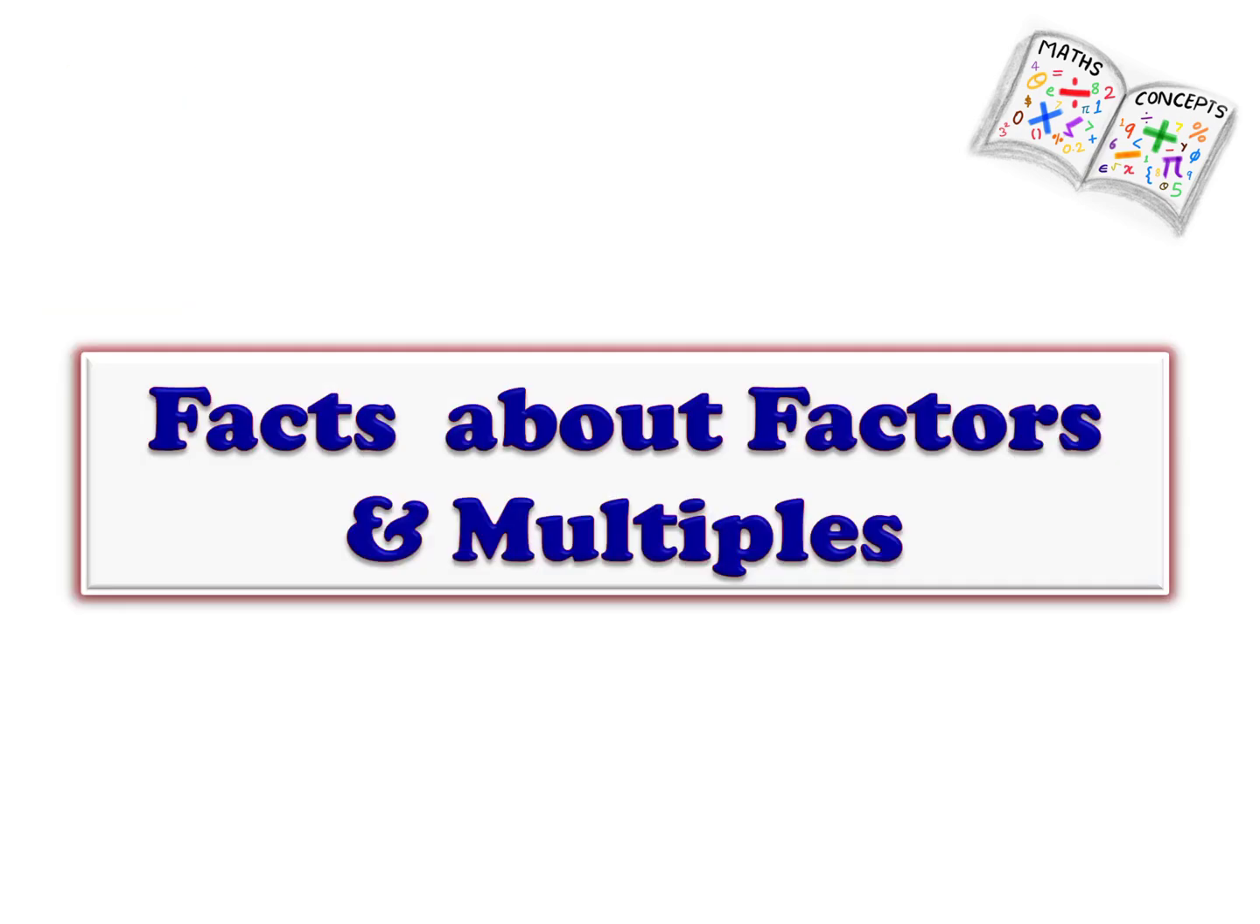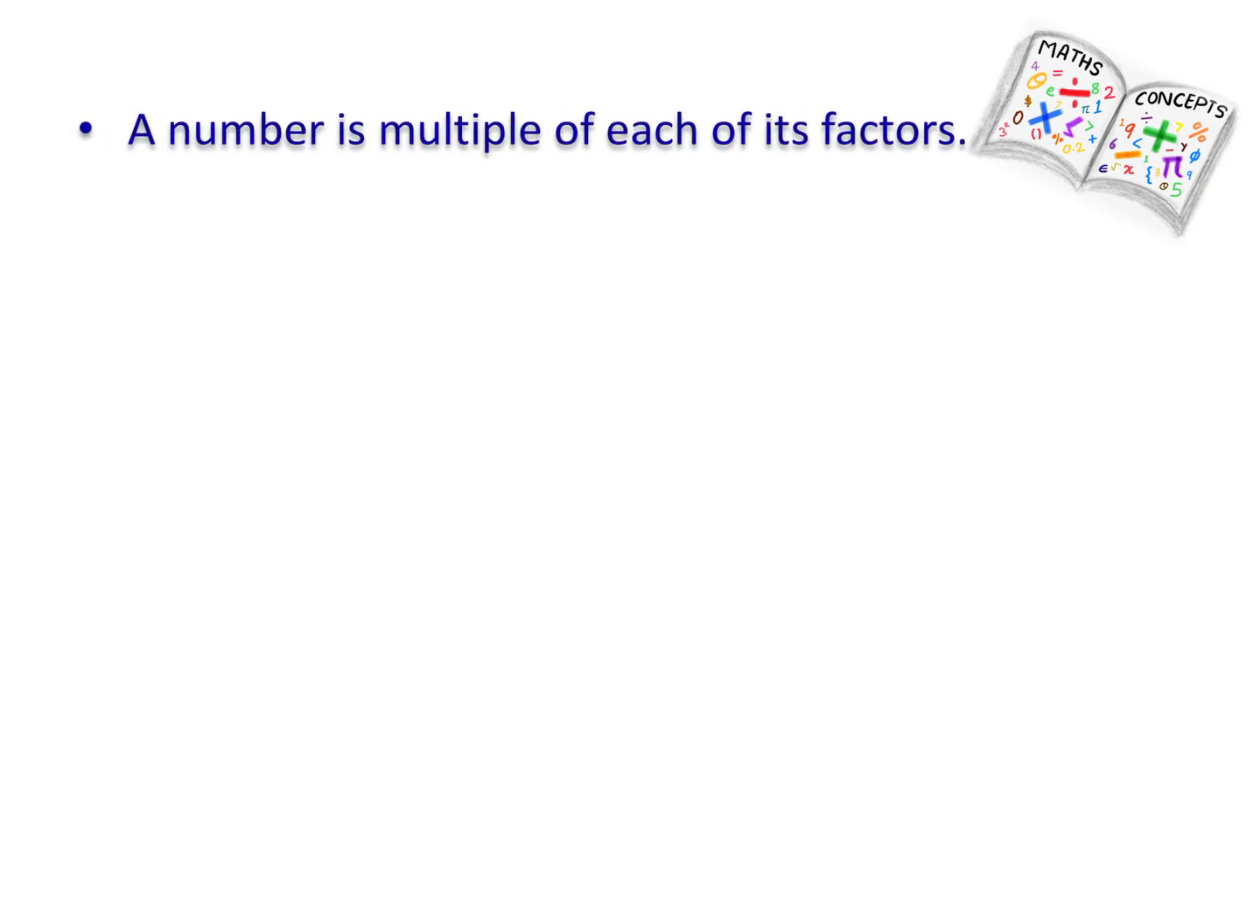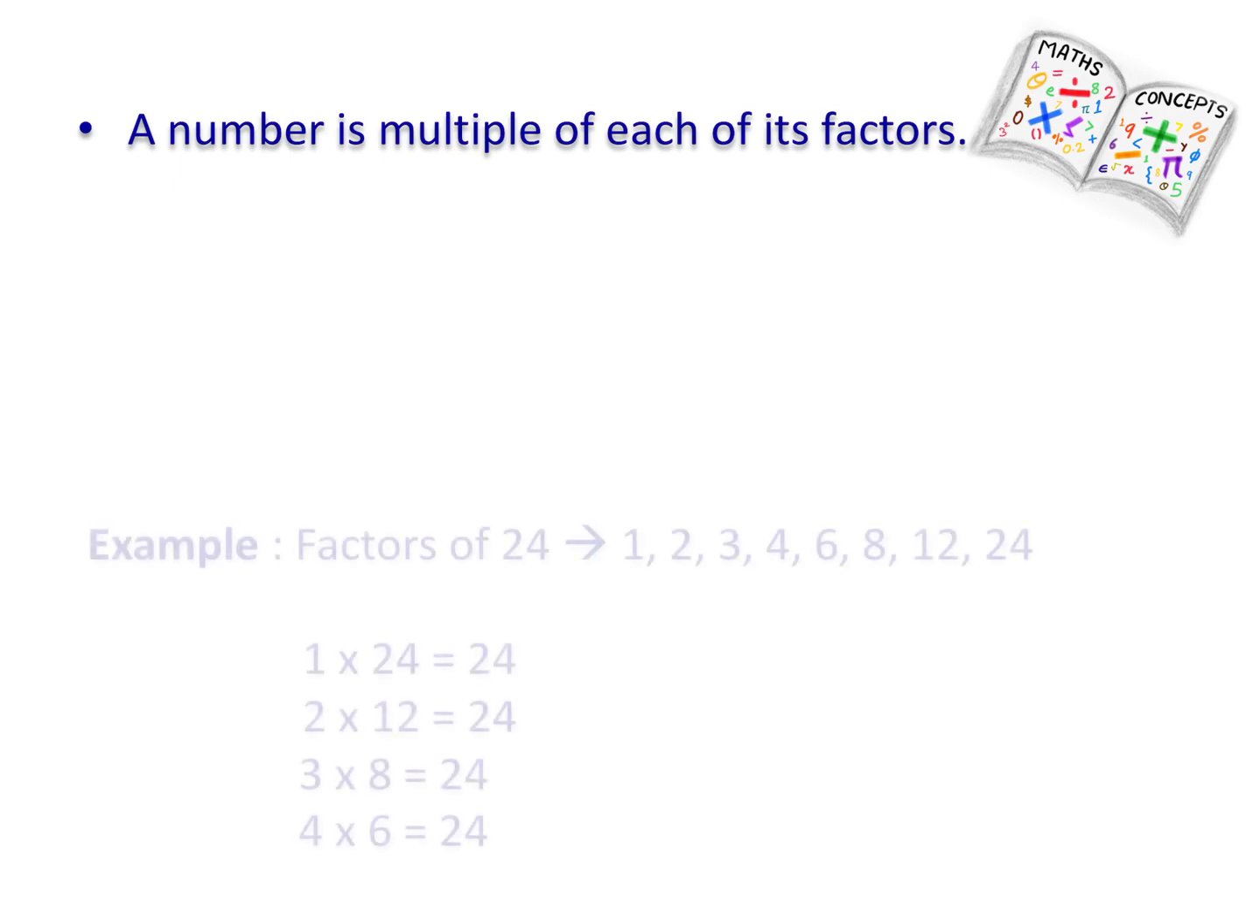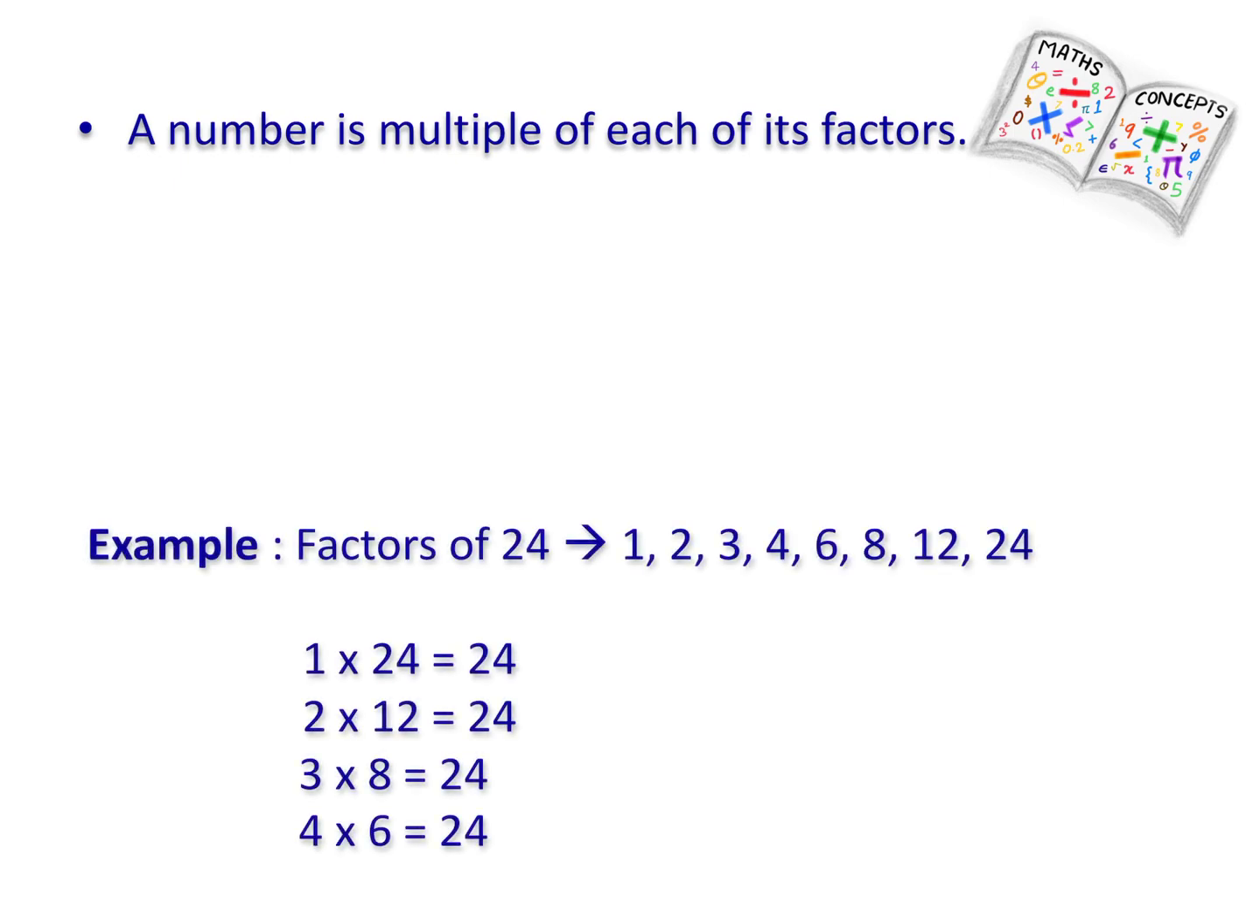So let's go ahead with facts about factors and multiples. First one: a number is a multiple of each of its factors. This is pretty obvious. Factors of 24 are 1, 2, 3, 4, 6, 8, 12 and 24, and 24 is a multiple of each of these factors, because of course a multiple is multiplication of two factors, right?